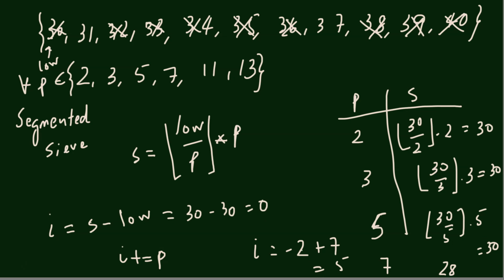Let's try 11, 22. 22 minus 30 is minus 8. Minus 8 plus 11 would be 3. 0, 1, 2, 3. 33 is done. Plus 11 is 44, so it's outside the range. And 13. 13 would be 26. 26 minus 30 is minus 4. Plus 13 is 9. So I guess it would be 39, which is the first one to be crossed out. So we are left with our primes in this range, which are 31 and 37.